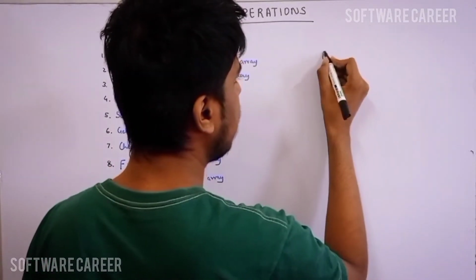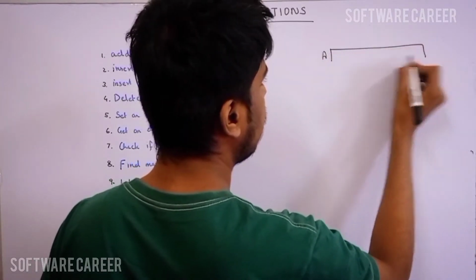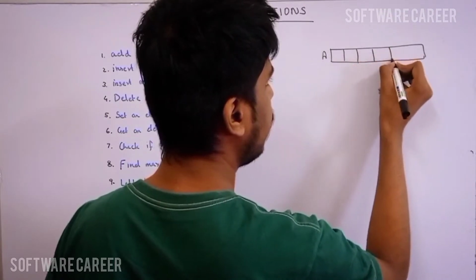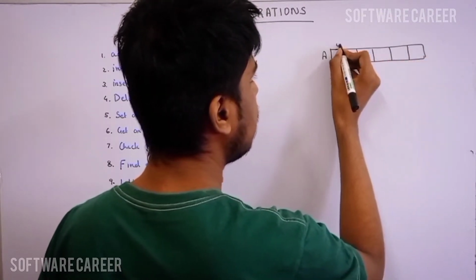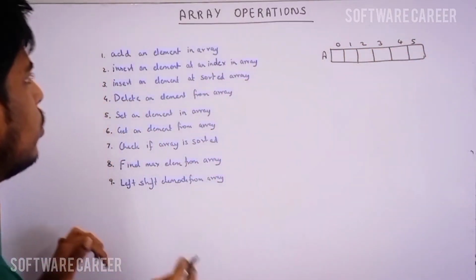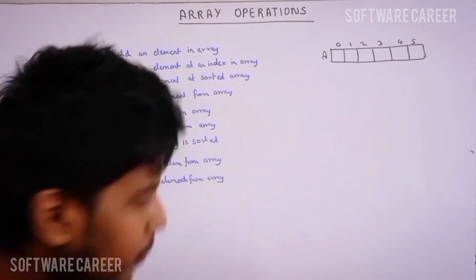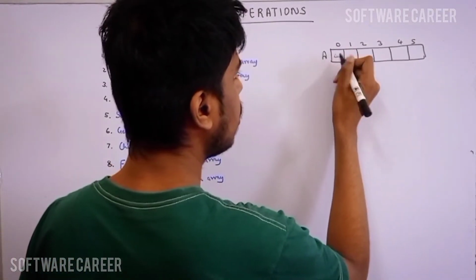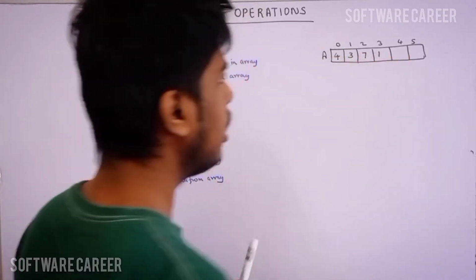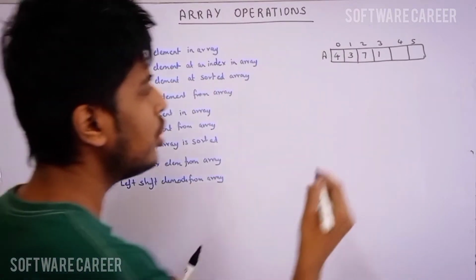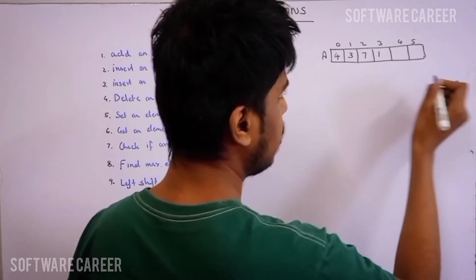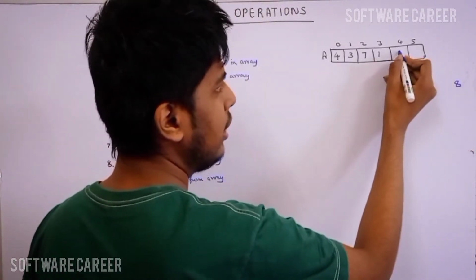Now suppose you have an array A of size 6: 1, 2, 3, 4, 5, 6. These are the index 0, 1, 2, 3, 4, 5. Now elements are present here. Suppose 4, 3, 7, 1 are present here. Now suppose you want to add an element 8 over here.